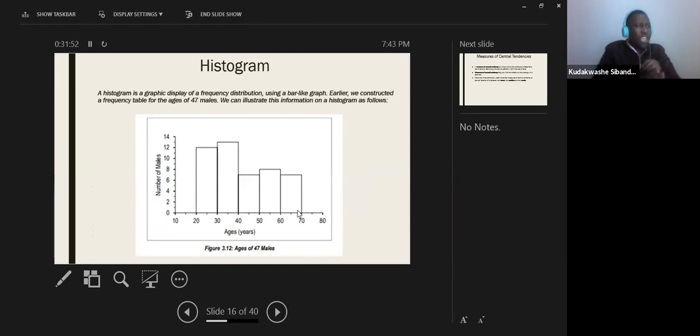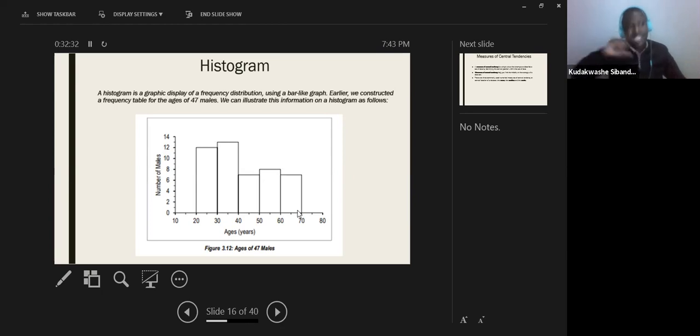Then there's what we call histograms. A histogram looks like a bar chart, but it is not a bar chart. It's a special type of bar chart. This type of graph is used to display frequency distribution data. You remember we have what is called a frequency table. So when you want to draw a bar chart of the frequencies, it's no longer called a bar chart.